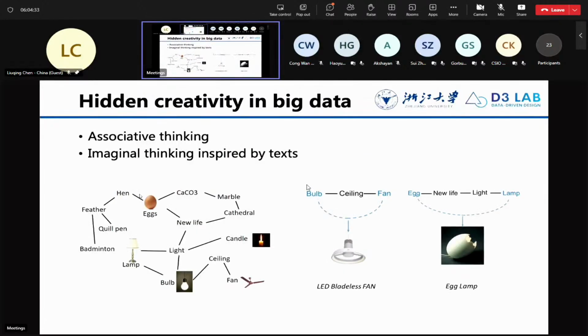With the prosperity of digitalization, big data has shown its high value. In design creativity research, we found a high connection between associative thinking and creativity. Based on this, creative ideas can be generated by mining the implicit connection between two distinct concepts. For example, in a network full of concepts, an idea of an egg-like lamp can be formed by following the path between egg and lamp.